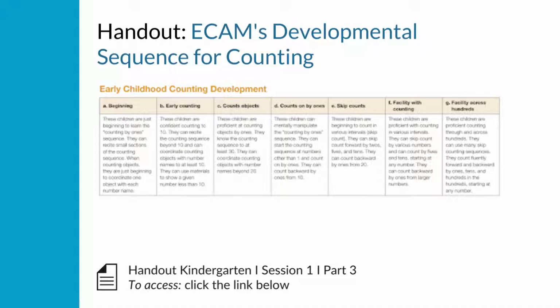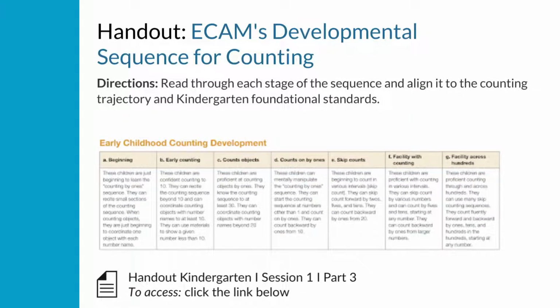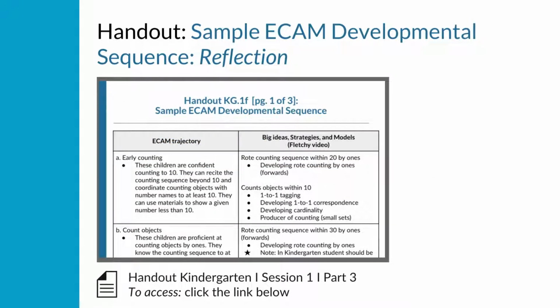It outlines a model of the developmental sequence a child experiences when learning to count. Read through each stage of the sequence and align it to the trajectory offered by Fletchy as well as the kindergarten foundational standards. Where do the big ideas, strategies, and models mapped out by Fletchy come up in ECAM's developmental counting sequence and grade level standards? When you complete your reflection, compare your thinking to ours by reviewing the handout.